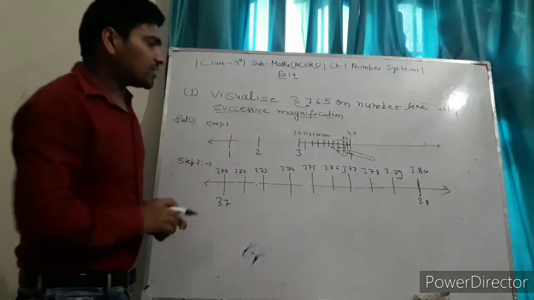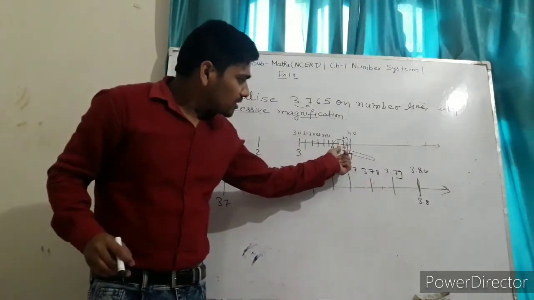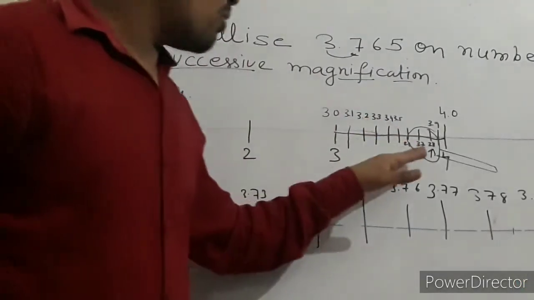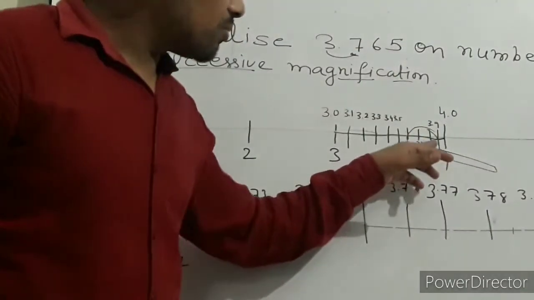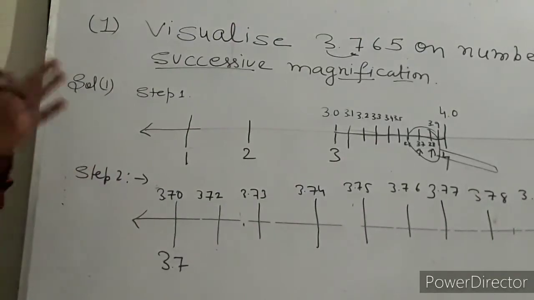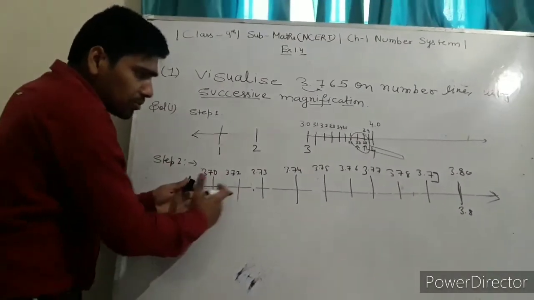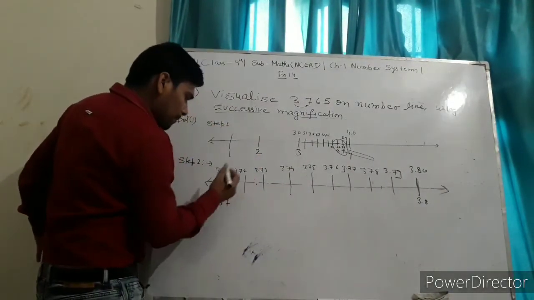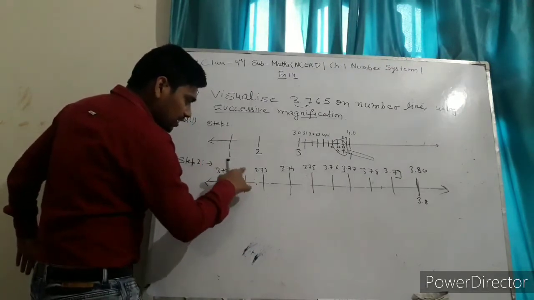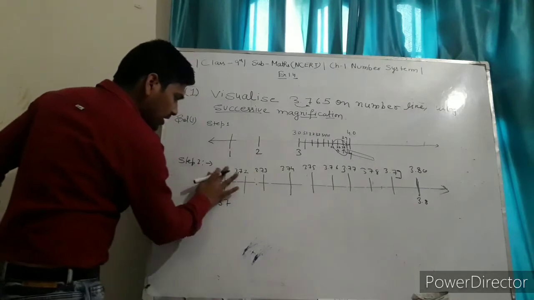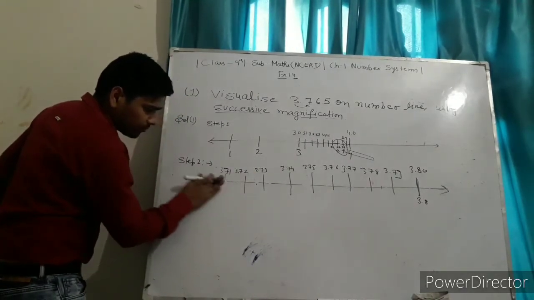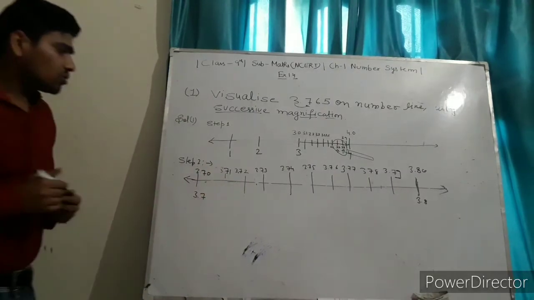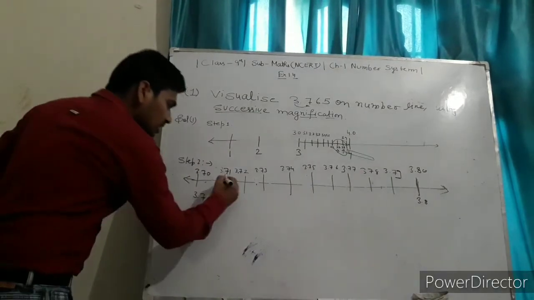After magnification, we will observe and find out that this number lies between 3.7 and 3.8. We have enlarged and magnified this portion. Sorry, that was 3.71, I am sorry. Here this is 3.7, so this is 3.70, and this is 3.71.